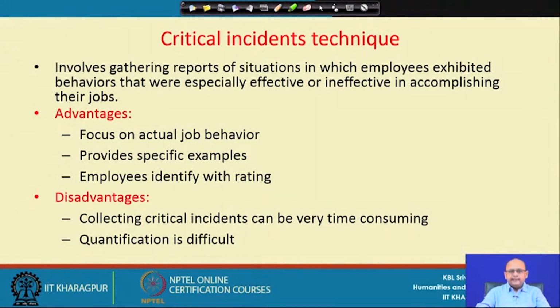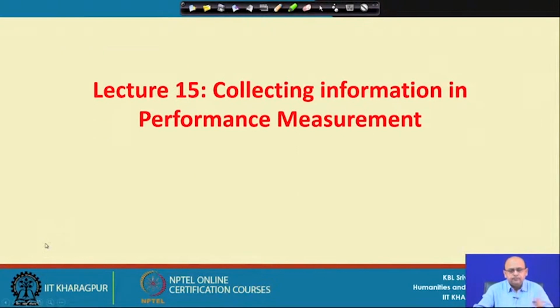But one of the disadvantages of this method is that it is very difficult to collect critical incidents, right, because it could be very time consuming and quantification is very difficult, because how do you quantify each and every behavior in terms of a measure, because ultimately you are going to use a rating scale to measure the behavior. So, for each critical incident, whether it is very effective or not at all, you are going to see how it can be made more effective and you are going to do it. Thank you very much.